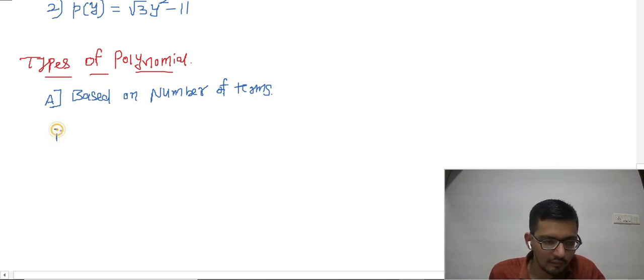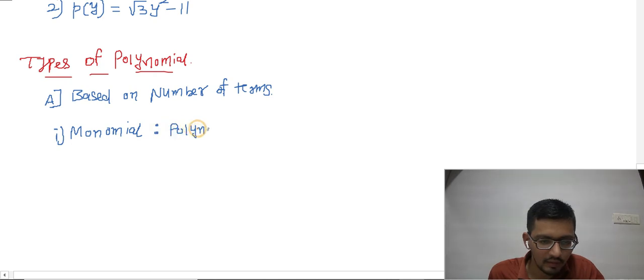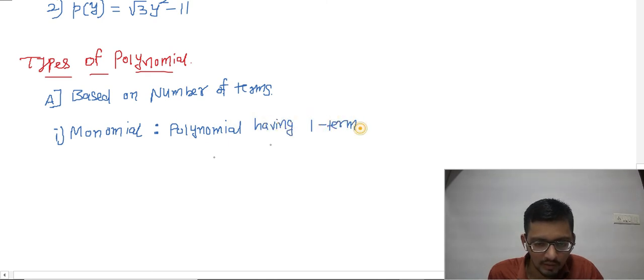So in that, first part is what? Monomial. Mono means what? One. Means we can understand a polynomial which has only one term is called what? Monomial. Okay, the monomial means what I can say? A polynomial having one term only.